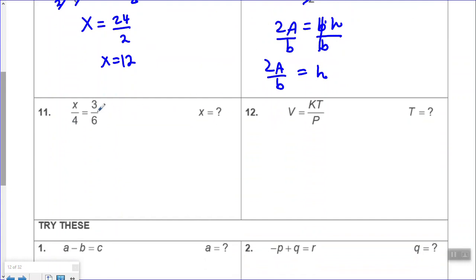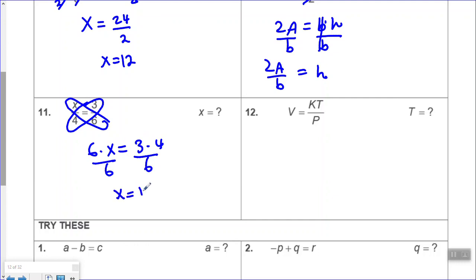Okay, and how do you find x? Cross multiply. 6 times x equals 3 times 4. Divide both sides by 6. x equals 12 over 6, which is 2.